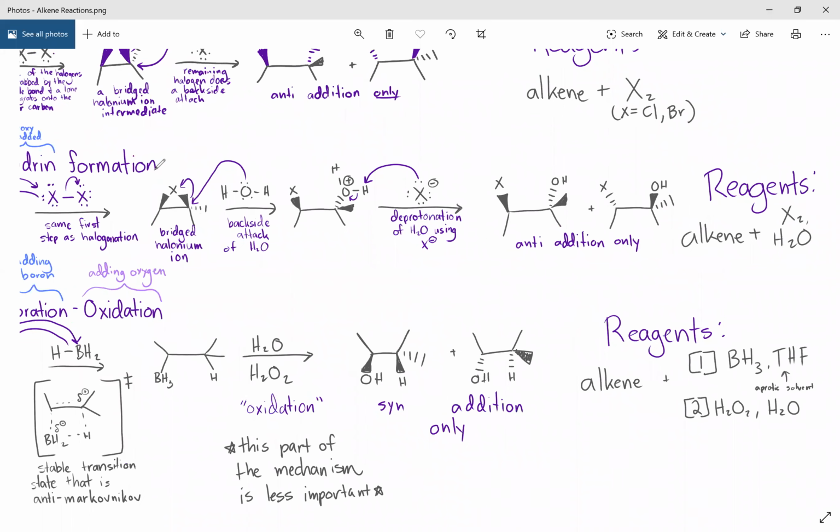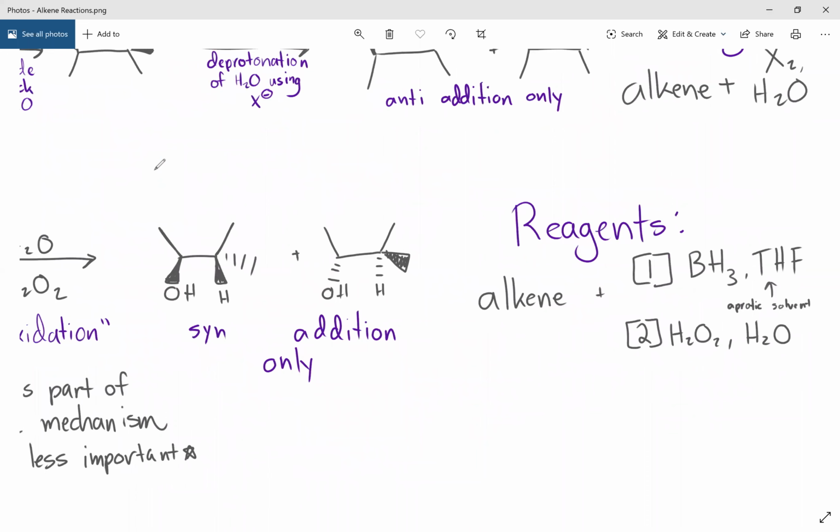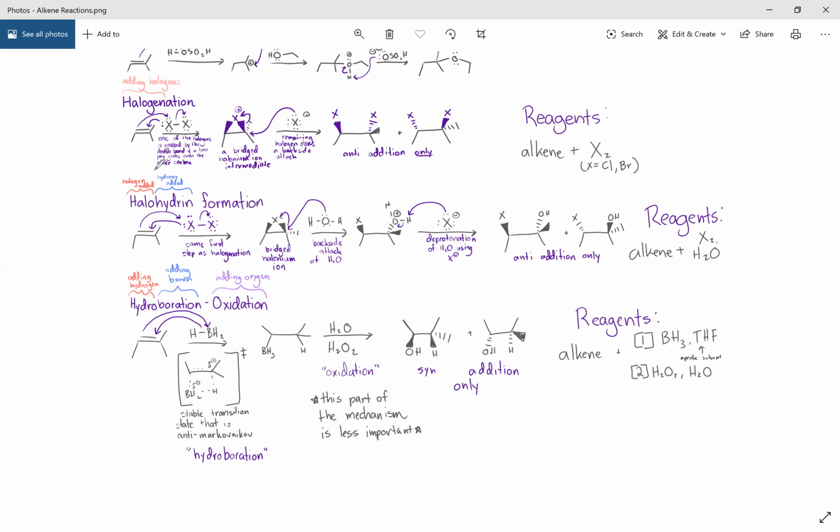And we can see here that the reagents are a little bit different. I listed them as 1 and 2 rather than all together, because we use BH3 and THF. The THF is just an aprotic solvent that this occurs in. You'll probably see either THF, DMSO, any aprotic solvent will work. THF was just written out in the PowerPoint. Then the second step uses H2O and H2O2. It's very important to list these two steps separately because BH3 will be oxidized by the water and the H2O2 if they are in the same reaction and not separated by 1 and 2.